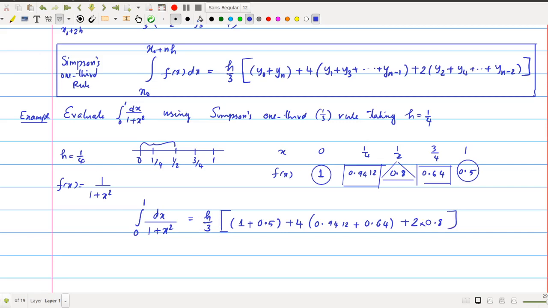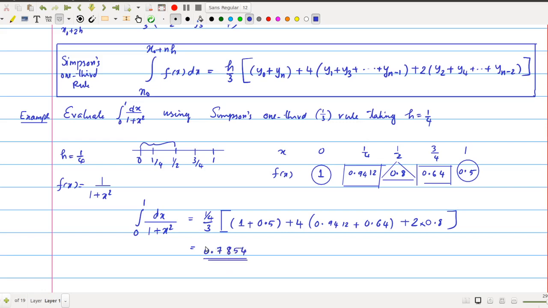Before that we substitute for h also. Now the value of h is given as 1 by 4, so this will be 1 by 4 by 3, that is 1 by 12. So this value becomes 0.7854. This is the value of the integral.